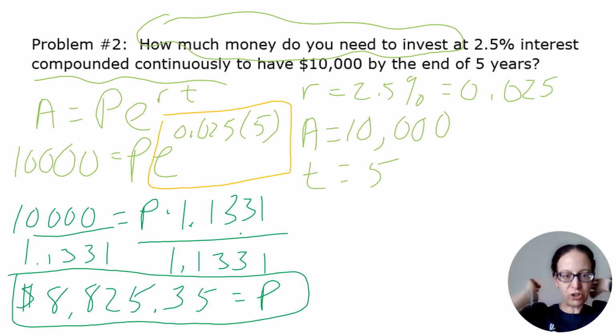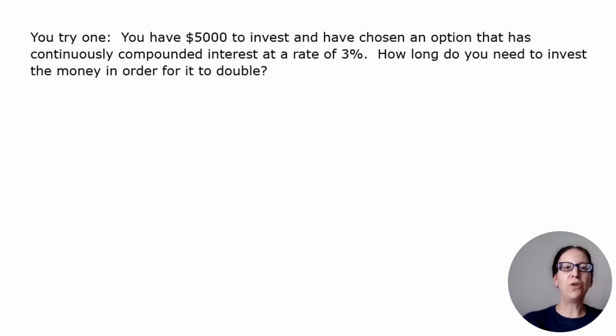So that brings us to a problem for you to do. You have $5,000 to invest and have chosen an option that has continuously compounded interest at a rate of 3%. How long do you need to invest the money in order for it to double? Go ahead, pause the video, identify which formula, see if you can identify what numbers you have and what you're looking for, and then unpause it, and we'll go over it together.